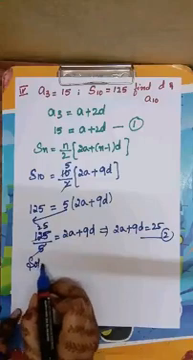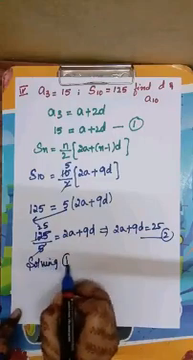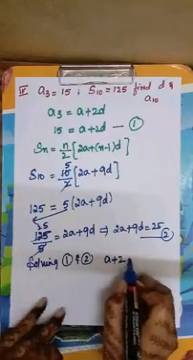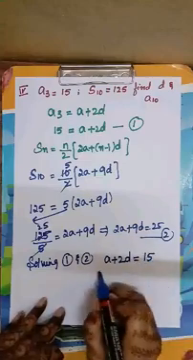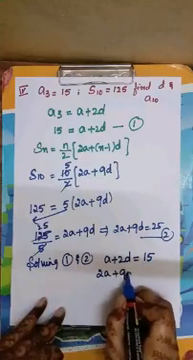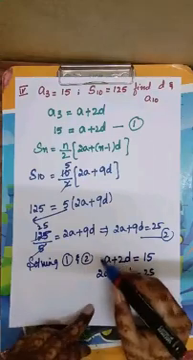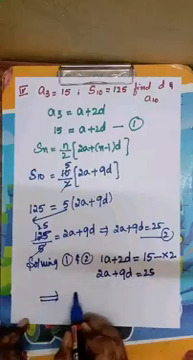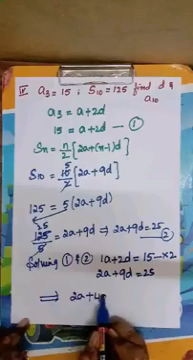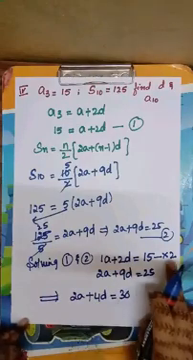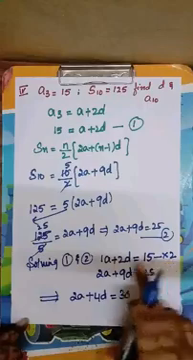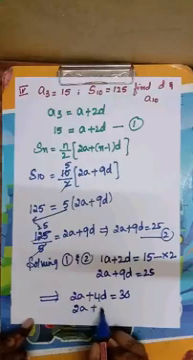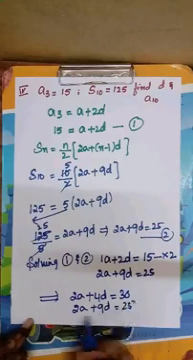Now solving 1 and 2, as we learned in linear equations. That is a plus 2d is equal to 15, 2a plus 9d is equal to 25. We have to make the coefficients equal. So we are going to multiply the first equation with 2. So that implies 2a plus 4d is equal to 30. Multiply everything: 2 ones are 2, that is 2a plus 2 twos are 4d is equal to 15 twos are 30. And 2a plus 9d is equal to 25.